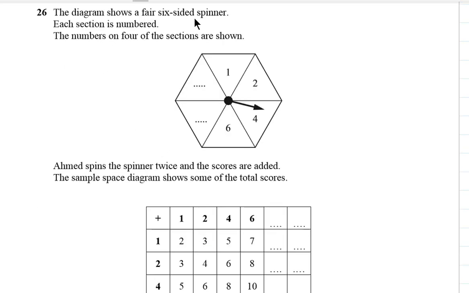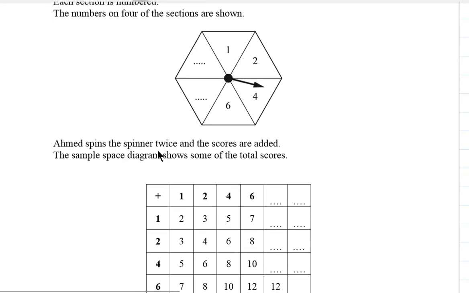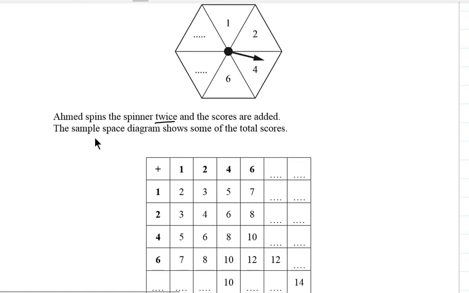Question 26. The diagram shows a first 6-sided spinner. Each section is numbered. The numbers on 4 of the sections are shown. 1, 2, 4, 6, and we have here 2 missing sections. Ahmed spins the spinner twice. Okay, twice. And the scores are added.